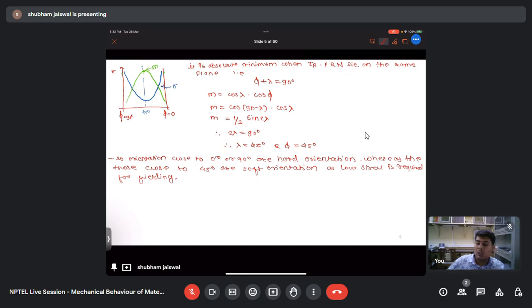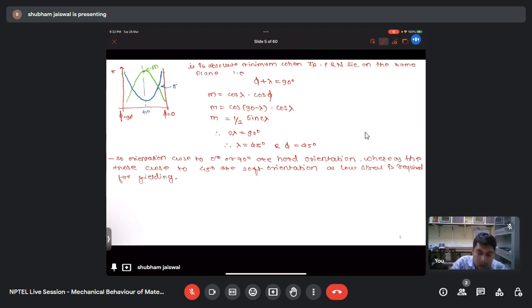Okay, so generally we can see that in any given slip system, the planes which are oriented at an angle of or near to 45 degree will yield first, or will slip first. Okay. So these are the things that we have discussed regarding the critical resolved shear stress and Schmidt factor, and the effect of the angles phi and lambda.